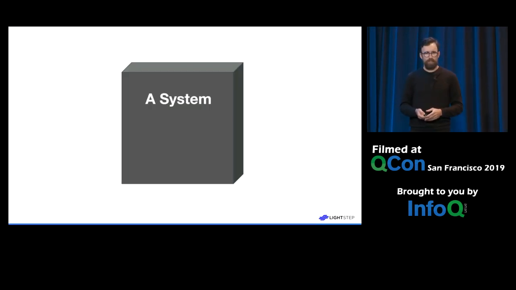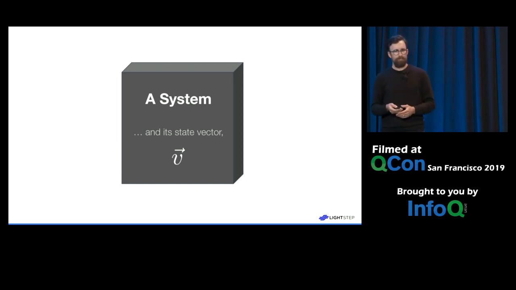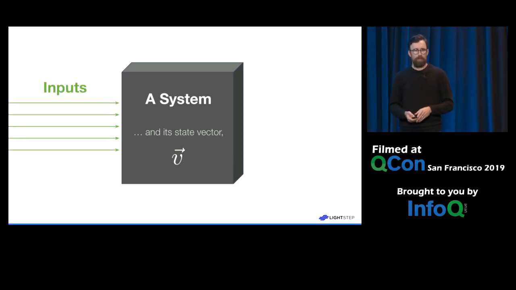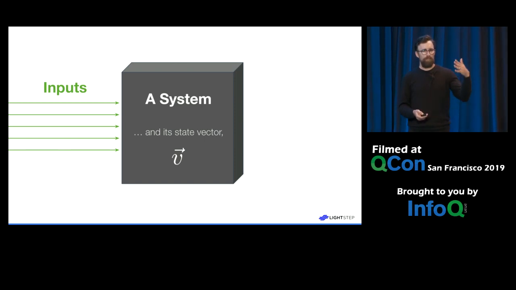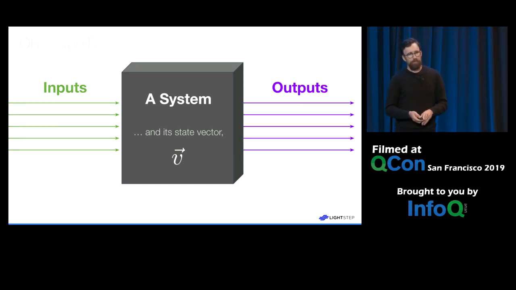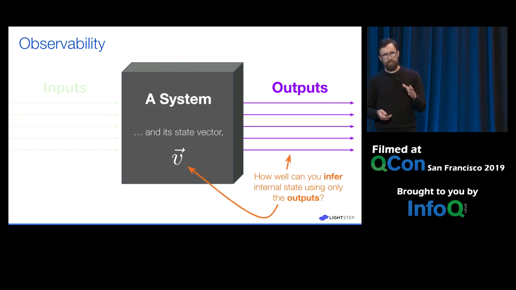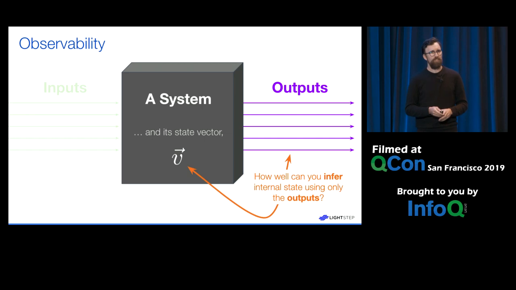So let's go back to the definition. In control theory, you have this idea of a system. The system has a state vector, which mathematically is just an internal implementation detail of everything happening in that system. It has a number of inputs where operators can control the inputs to the system, although they can't directly control the state vector, and then a number of outputs. Observability is concerned with the outputs and the state vectors. It's a measure of how well you can infer the internal state just using the outputs. So you don't get to cheat. You can't look at the internal state unless you make the internal state an output of some sort. You just get to look at the outputs, and you have to figure out what's going on inside.